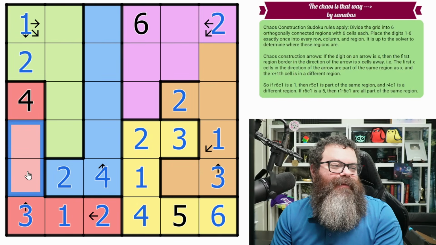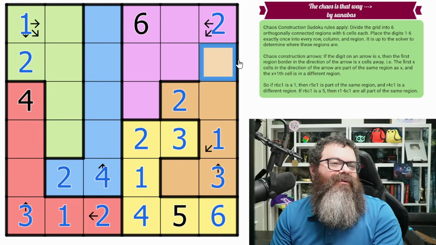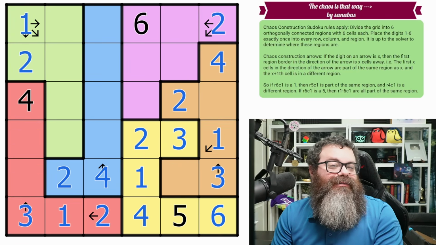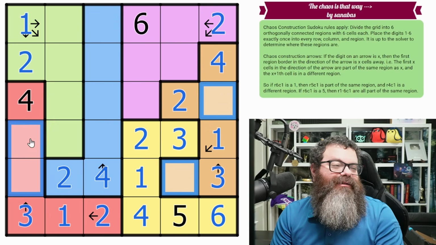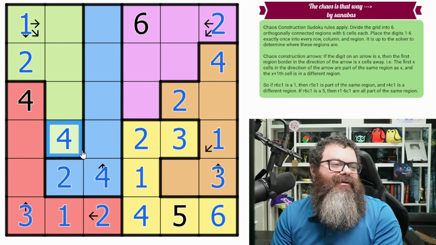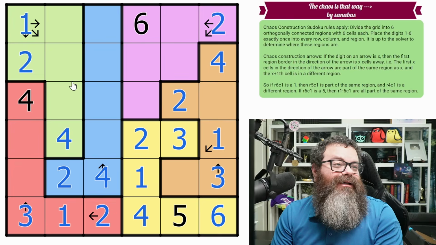5, 6 here. 5, 6 here. 4 in this region can only go here. Oh, I didn't draw this border. Gosh. Sorry about that. Must have been bugging you. 5, 6 pair here, and here, and here. 4 can only go here in this row. This is another 5, 6. So these are 3, 5, 6.